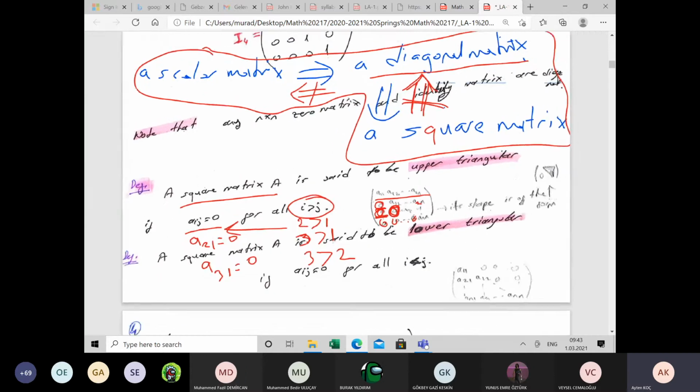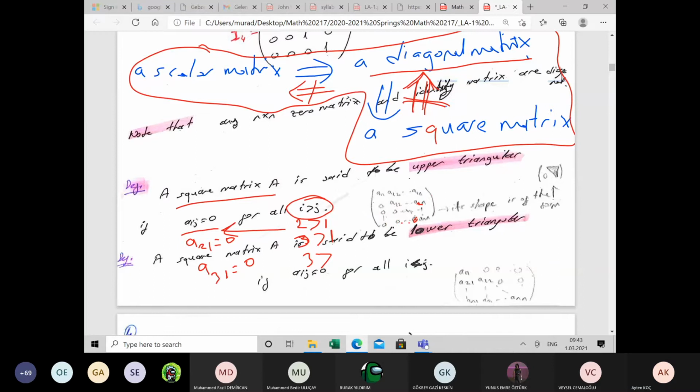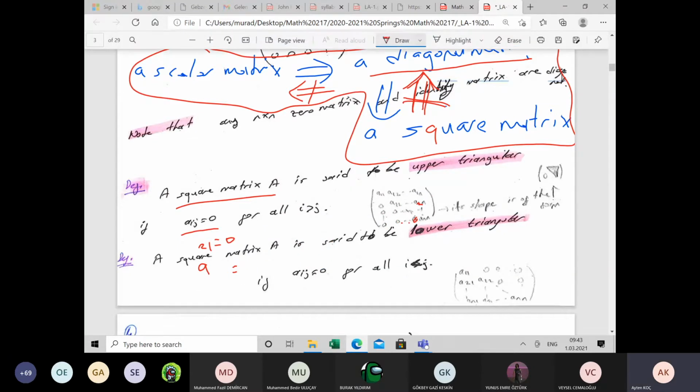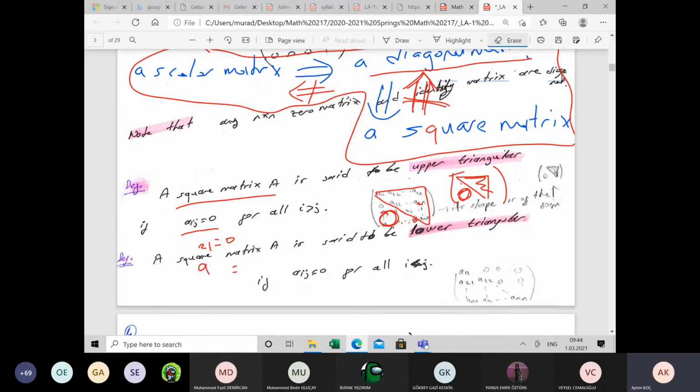So we obtain this matrix, and in this form, this part should be 0. If our matrix is in this shape, this part should be 0. It's okay. This one is an upper triangular matrix. Upper triangular matrix.